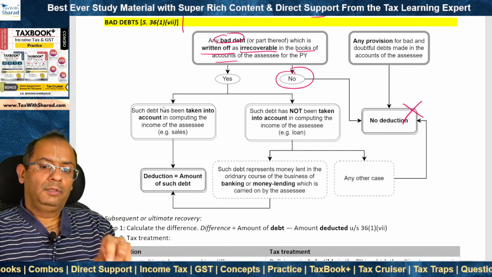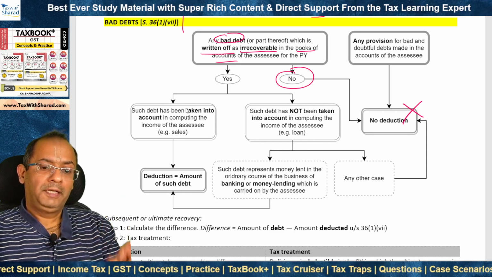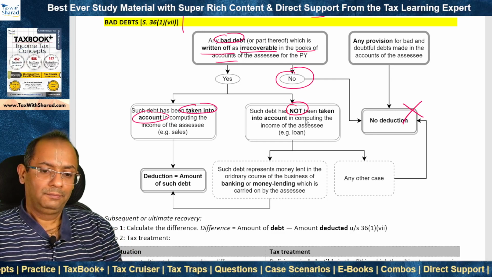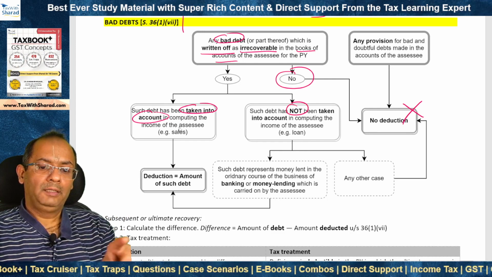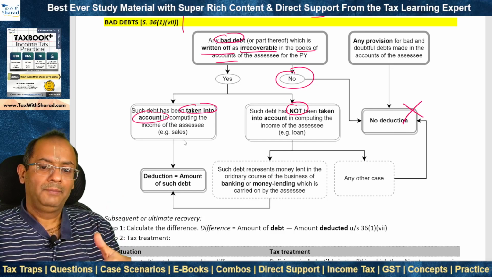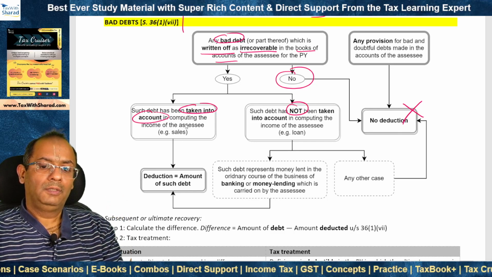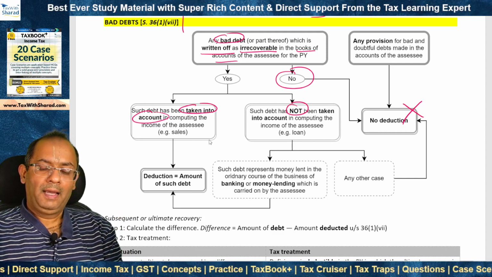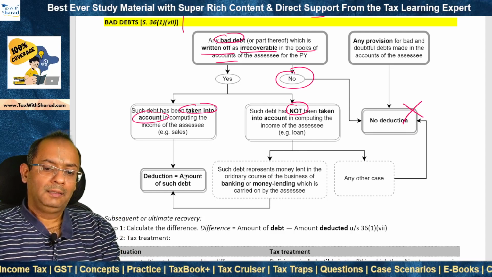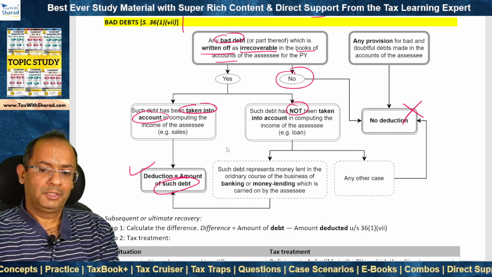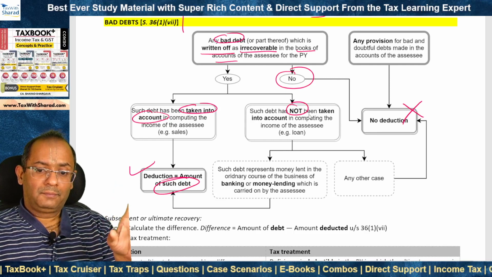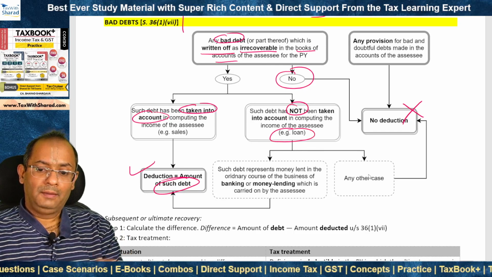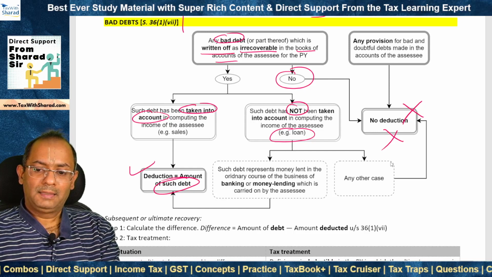But if it is so, then a further condition needs to be satisfied. It needs to be checked whether such debt has been taken into account in computing the income of the SSE or not. If it was taken into account in computing the income of the SSE, for example, sales occurred, the SSE would have taken into account the sales in computing his income. And then the amount became bad and it is written off as irrecoverable. In such case, the amount of such debt is allowed as a deduction. But where such debt has not been taken into account in computing the income, for example, in the case of loan, then it is not allowed as a deduction.